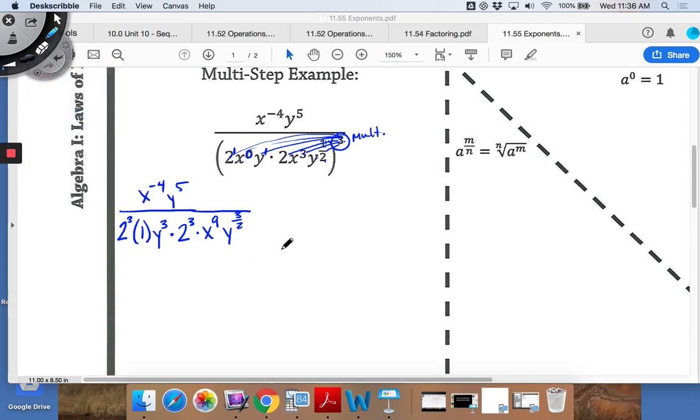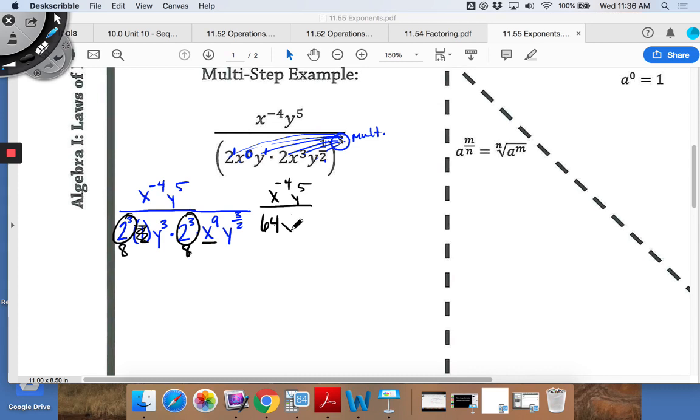Now I'm going to simplify. So step 2, I'm going to simplify. We'll leave this alone for a second on top. So I know 2 to the third power times 2 to the third power is going to give me 64, because this would be 8 and 8. So 8 times 8 is 64. Then anything times 1 is itself, so we're kind of done with that.